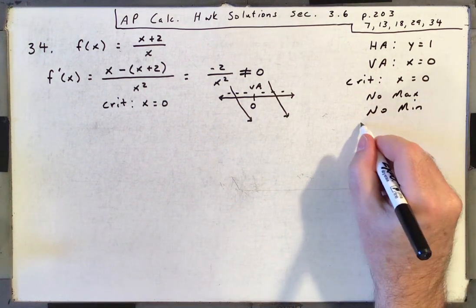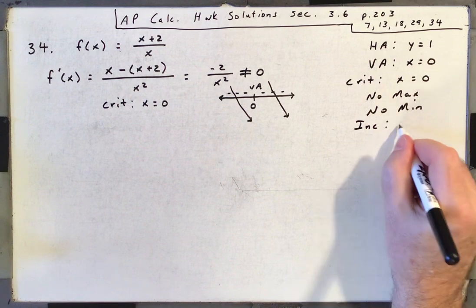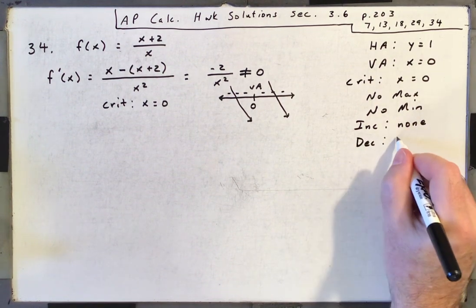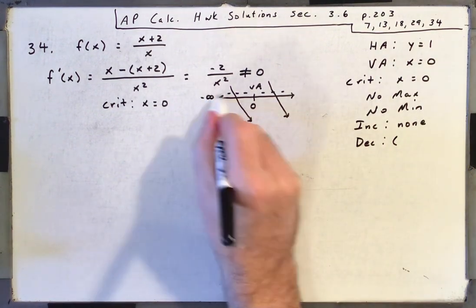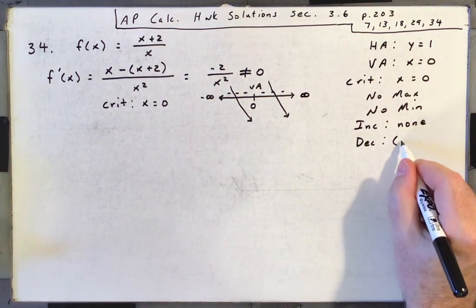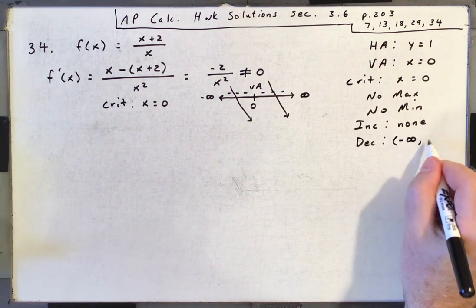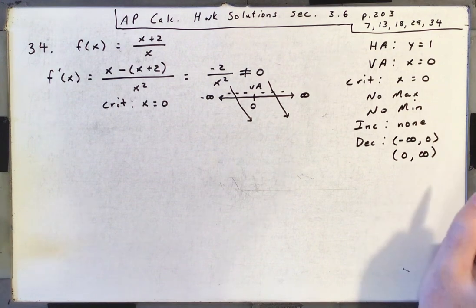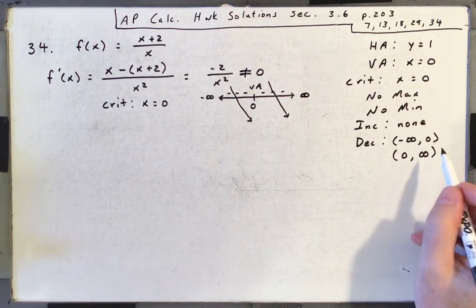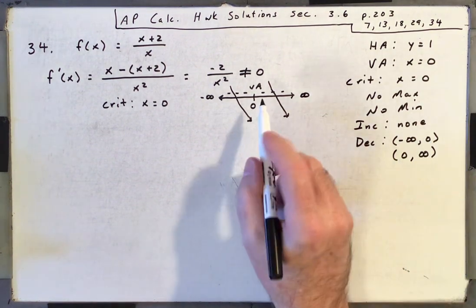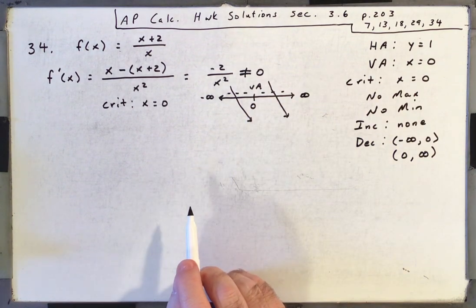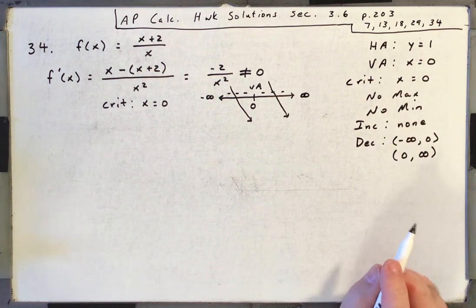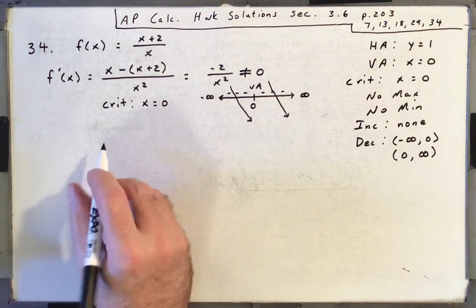Always decreasing. So increasing: none. We are decreasing from, I always forget that, don't I? Negative infinity to 0 till you hit the asymptote, and then again from 0 to positive infinity. You can't include 0, so you can't say negative infinity to infinity because there's an asymptote there blocking you at 0. Okay, we got through all that pretty quick, so this is going a lot faster than number 29.